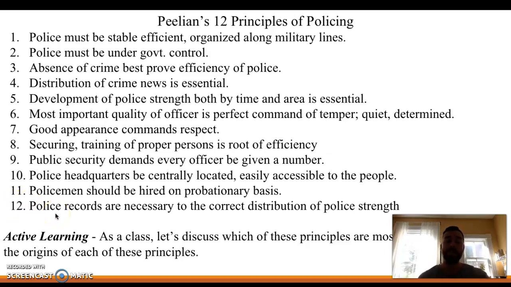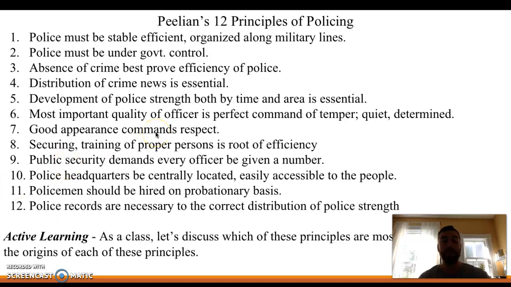Number 9, the idea that public security demands every officer be given a number. This is the idea that every officer has a unique identifier, and especially if they step over the line or act in a way that's devious or aggressive, that individual will be held accountable because they have been given this additional power that other citizens don't have.